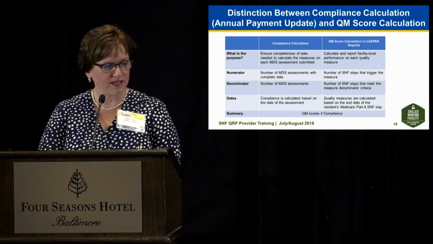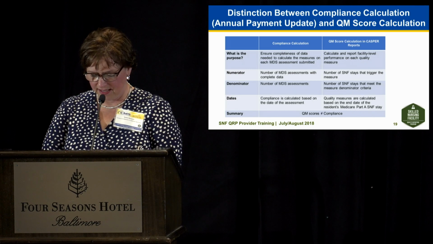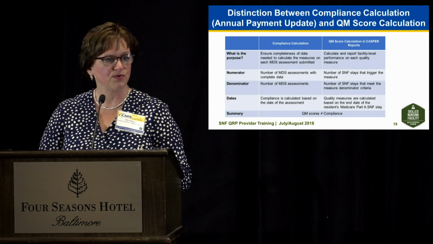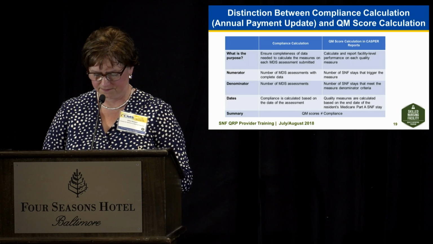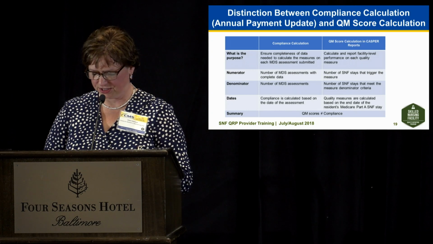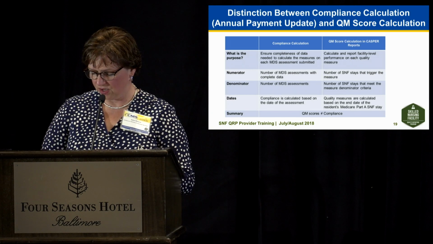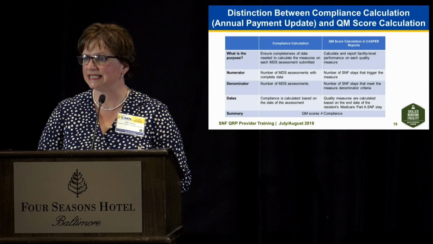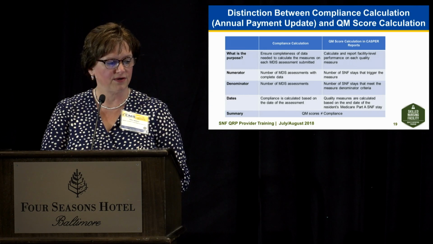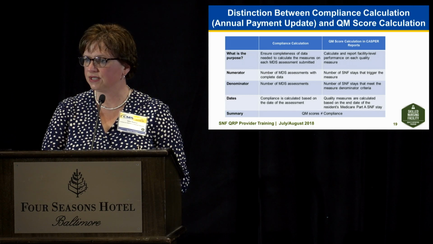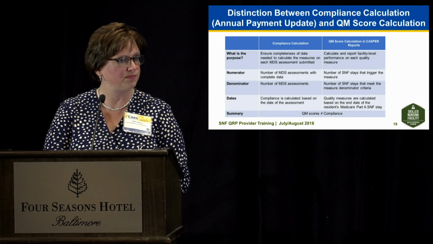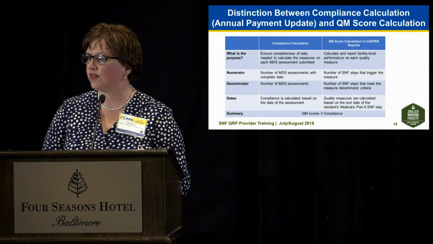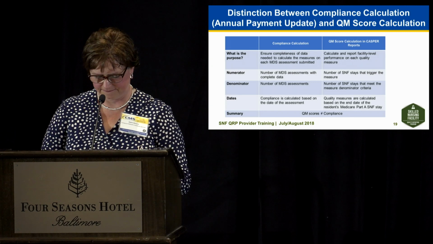So let's talk first about the compliance calculations. The purpose of the compliance calculation is to ensure the completeness of the data that's required to calculate the quality measure. The numerator for the compliance calculation is the number of MDS assessments with complete data, meaning the required quality measure item contained a valid value other than a dash. The denominator for the compliance calculation is the number of MDS assessments submitted prior to the data submission deadline. It's important to note that the compliance is calculated based upon the target date or event date of the assessment.